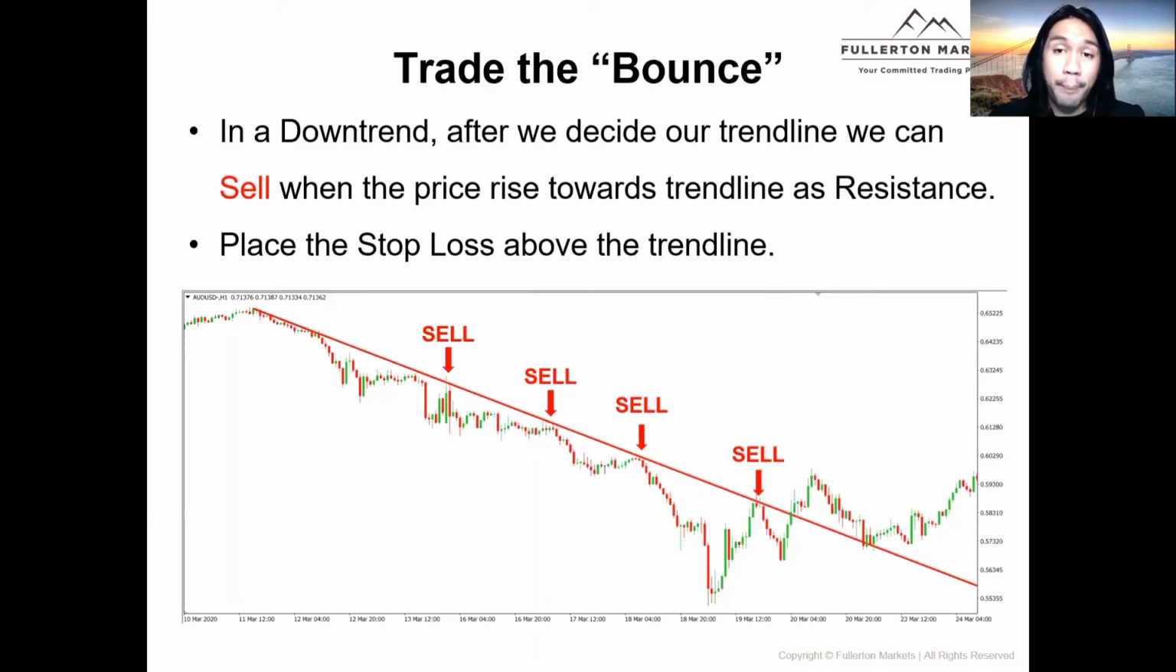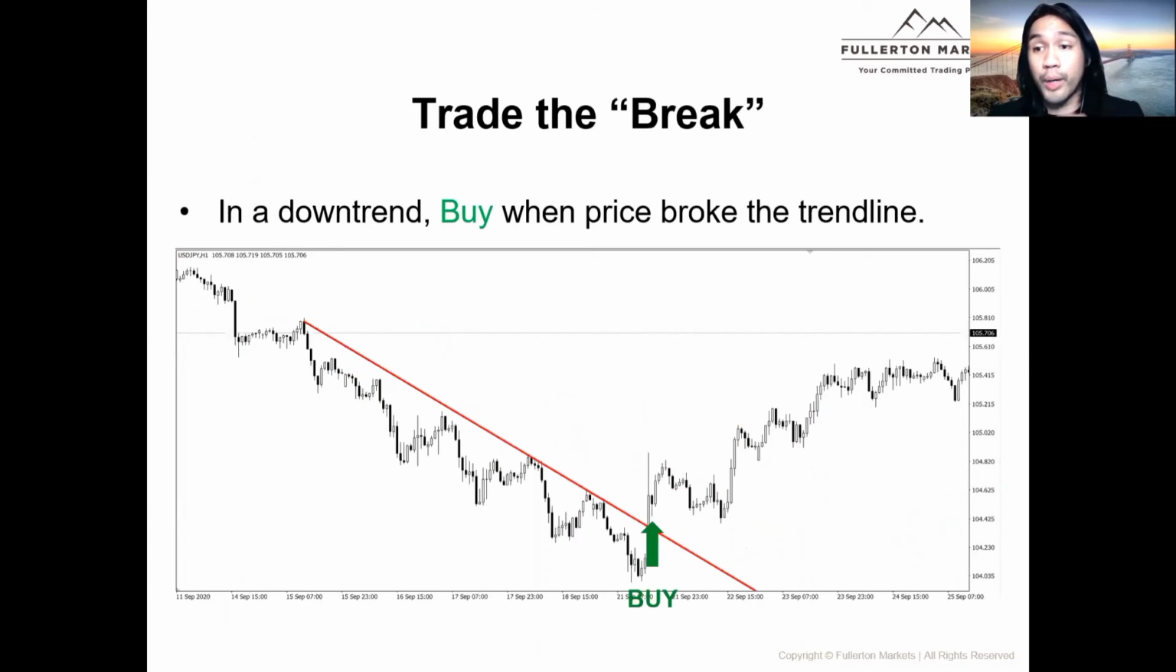All right. Opposite to the bounce way of trading, we have what is known as the break. Basically, what we do is we wait for prices to break the trend line. As you can see here, trade the break in a downtrend. In a downtrend, we buy when the price breaks the trend line. Okay. Earlier, we were looking for shorts. Earlier, we were looking for sells.